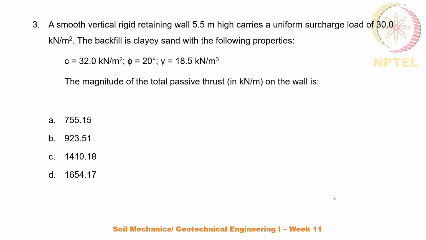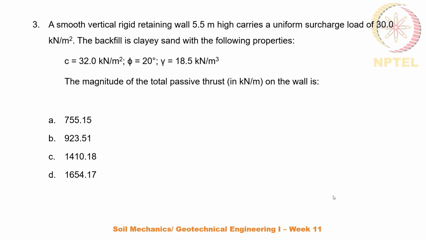So, we are given a rigid retaining wall that is 5.5-meter high and which has a uniform surcharge load of magnitude 30 kilonewton per meter square. The backfill has a cohesion of 32 kilonewton per meter square, phi 20 degree and unit weight 18.5 kilonewton per meter cube. We are asked to determine the magnitude of total passive thrust.